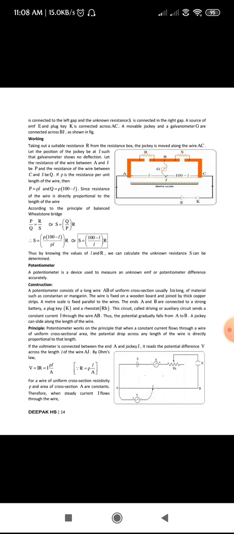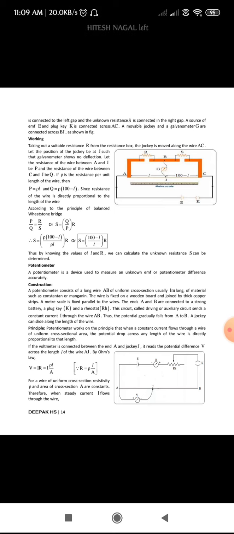So let us come to the mathematics, how we are going to prove that. As you know, the potential drop is given by Ohm's law, V equals I into R. What is the value of R? R is equal to rho L by A, which we have already derived. Now, I is a constant, right? We said at the start that when a constant current flows through the circuit, the potential drop is directly proportional to the length. So current is a constant here.